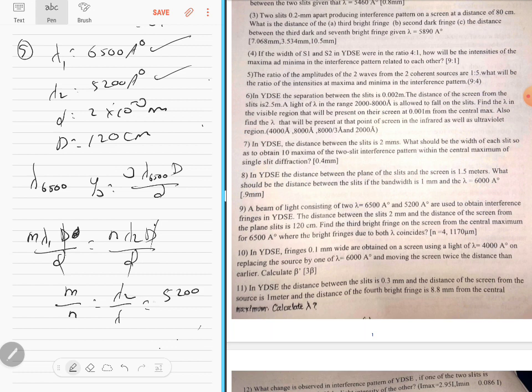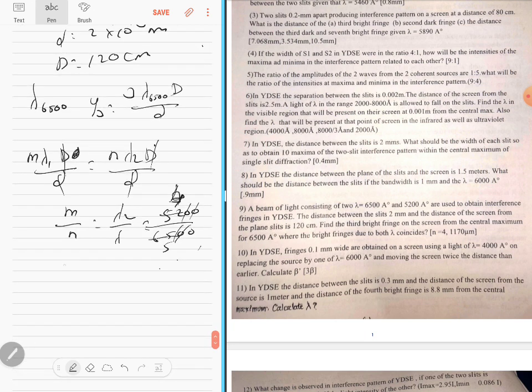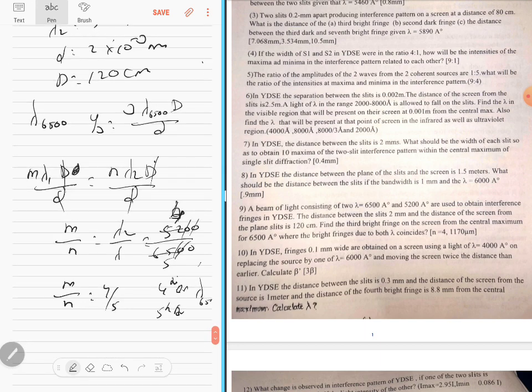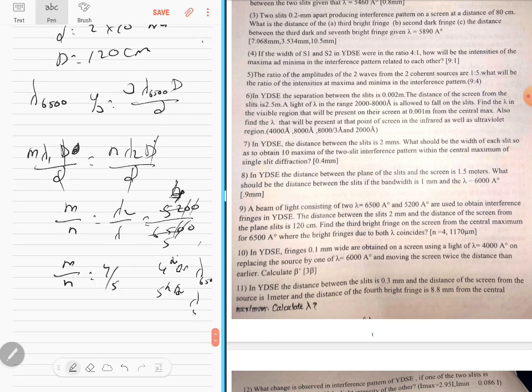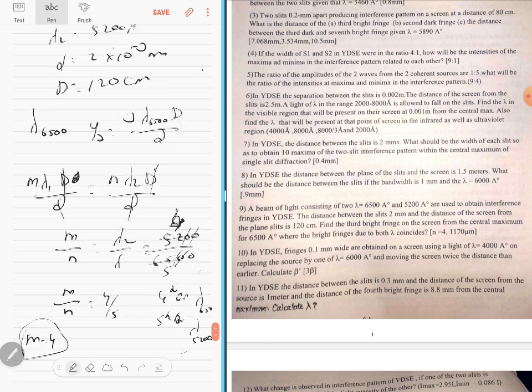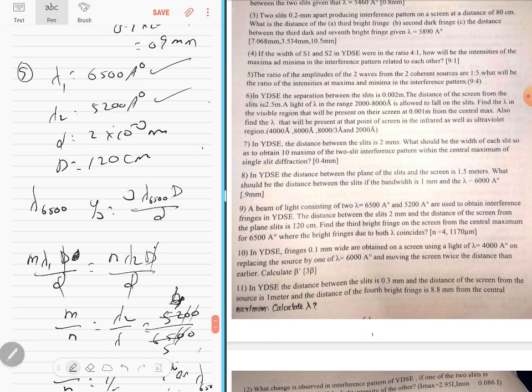Lambda 2 is 5200 by 6500. So you know 13 3s are 39, 13 5s are 65, 13 4s are 52, so it is 4 by 5. So m is to n is in the ratio 4 is to 5, which means the fourth bright fringe of the 6500 wavelength and the fifth bright fringe of the 5200 wavelength are coinciding. So therefore you found that m is equal to 4. That is enough. Once you know m is equal to 4, you can substitute.